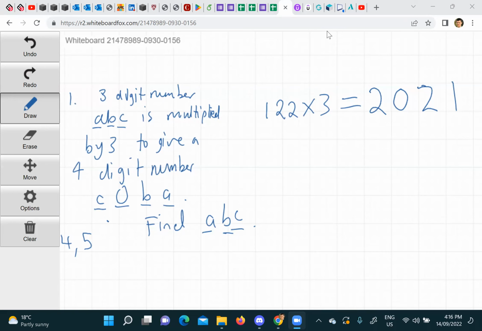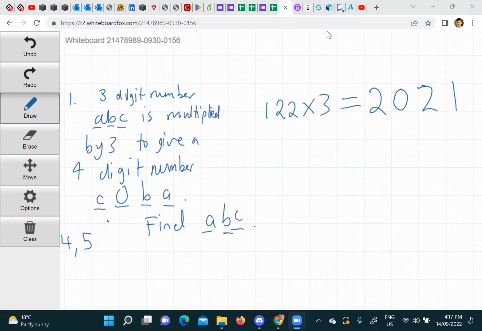I don't understand what it means by multiplied by 3 to get the four-digit number. But it could be any number if it's multiplied by 3, so I don't understand. No, it has to have the same digits, okay? Yeah, so the same digits A, B, C are in the four-digit number. So the ones digit of the three-digit number is now the thousands digit of the four-digit number, okay?